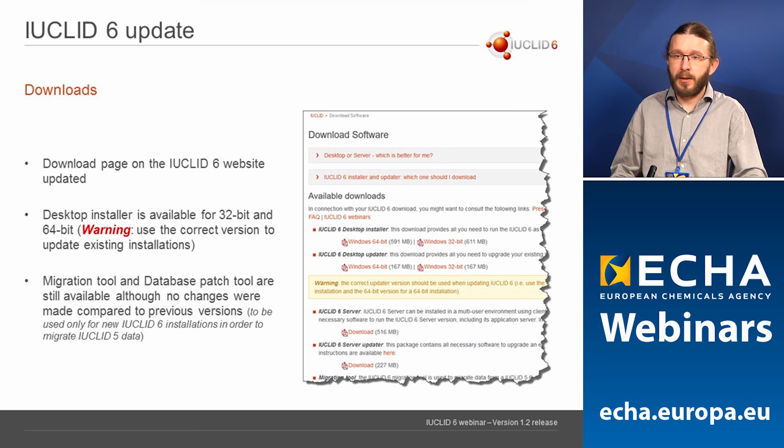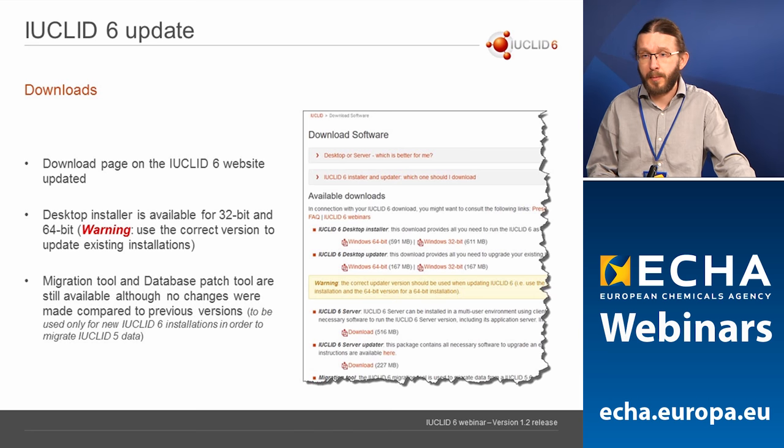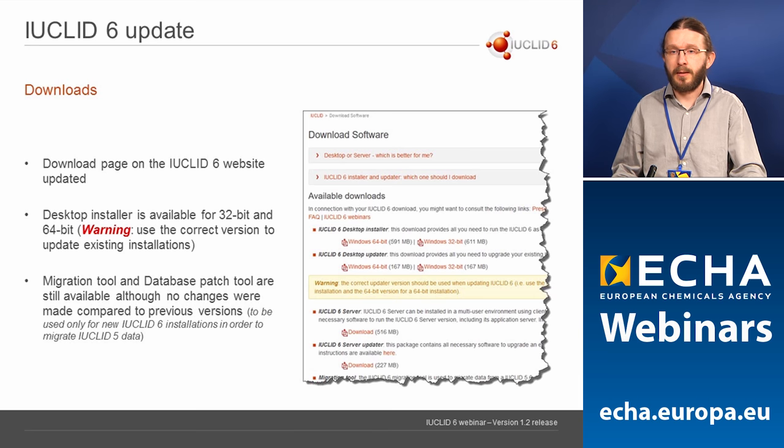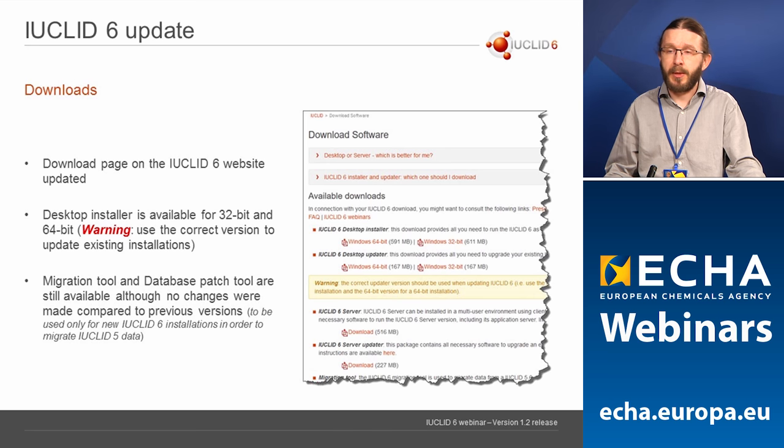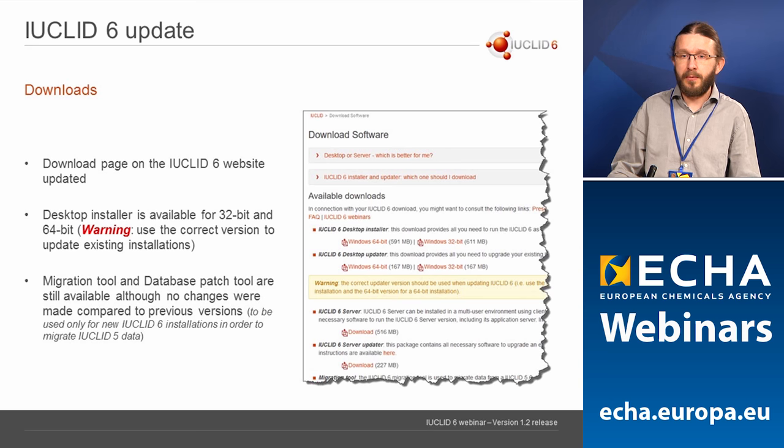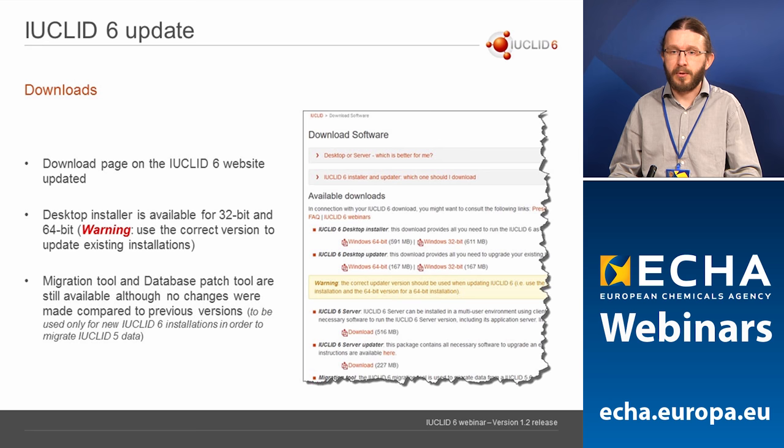We have provided some instructions on the website. If you don't remember which version you have installed, there are instructions for you to figure that out. In the coming weeks, we will try to simplify this process and provide only one updater for both versions, because we see already that this is creating some confusion amongst the users. The migration tools and database patch tool are still available, although no changes were made to these tools. So if you have already migrated IUCLID 5 data, you don't have to use these tools again. It's only for new users of IUCLID 6 who have to transfer data from IUCLID 5 that these tools are useful.